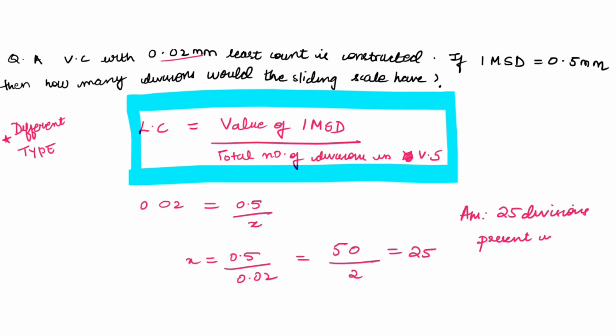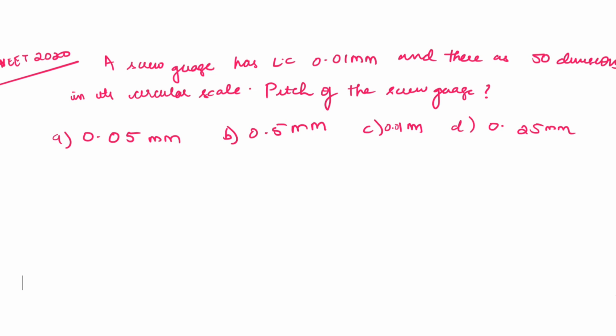Now let's look at a question about screw gauge, which was asked in NEET 2020. A screw gauge has least count 0.01 mm and there are 50 divisions in its circular scale. What is the pitch of the screw gauge? And they have given us 4 options. Simple direct formula: least count is equal to pitch by number of circular scale divisions. So pitch is least count into number of circular scale divisions, 0.01 into 50, which is 0.5 mm. Simple. So answer is option B.